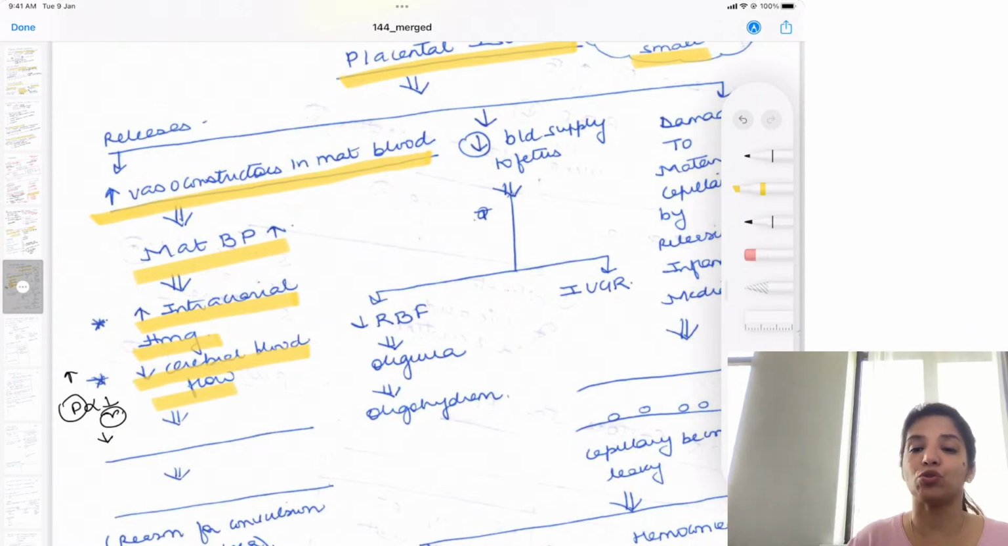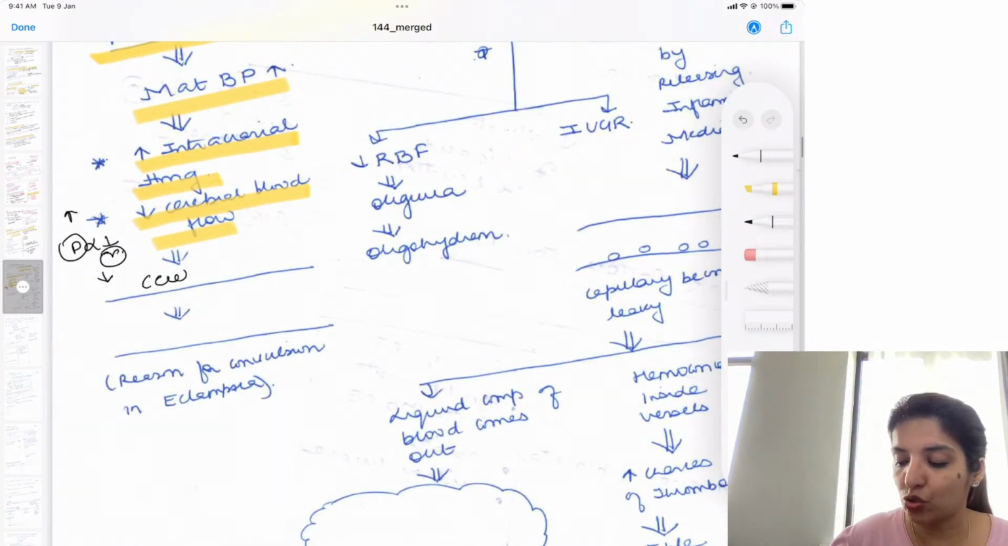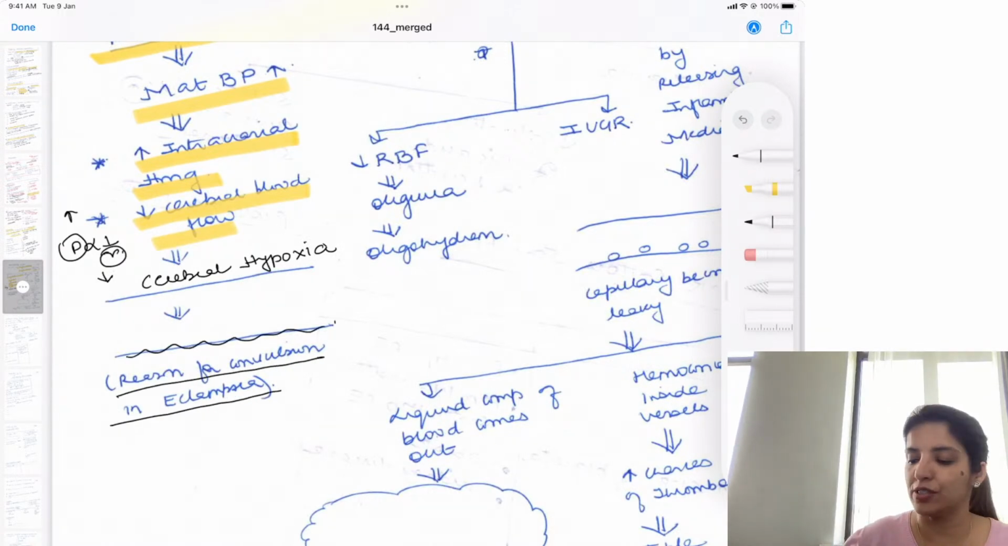And the other thing which is going to happen is, whenever there is increased BP, pressure and volume are inversely related. The volume of blood going to mother's all organs will decrease. In other words, volume of blood which is going to the mother's brain will also decrease. So there is going to be decreased cerebral blood flow. This decreased cerebral blood flow leads to cerebral hypoxia. And it is this cerebral hypoxia which is the reason for convulsions in eclampsia.